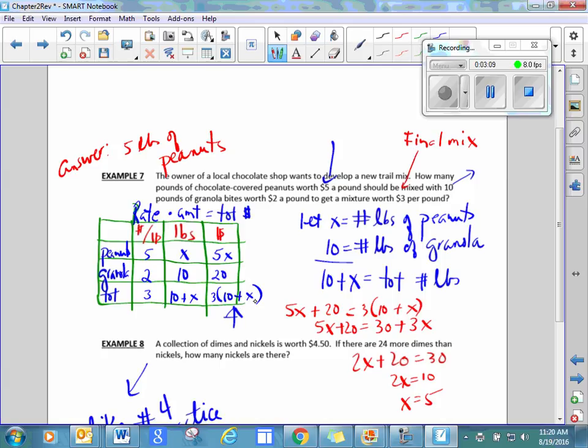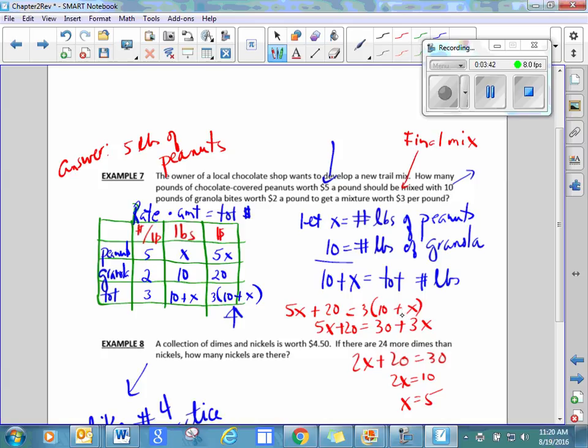So the equation sets up here. When you're thinking about how am I going to get an equation out of that, you're going to think, well, the peanuts plus the granola have to equal the total. So the amount we charge for the peanuts, 5X, plus the $20 that we've already determined that the granola would cost, needs to equal our total mixture, which is 10 plus X, and we're charging $3 a pound for that mixture.